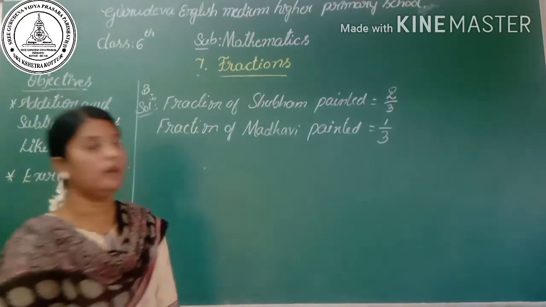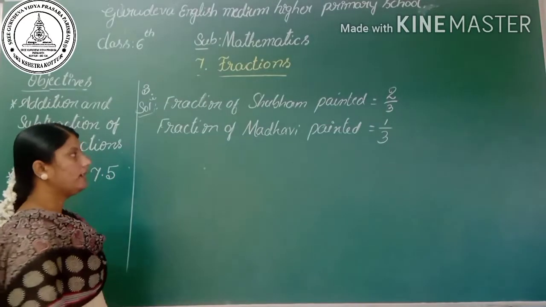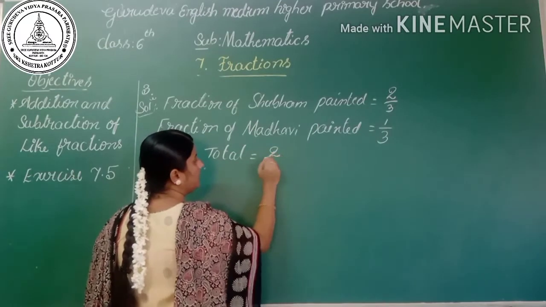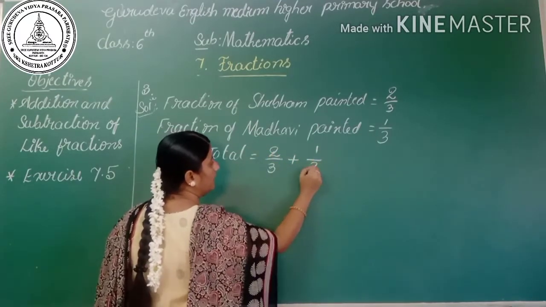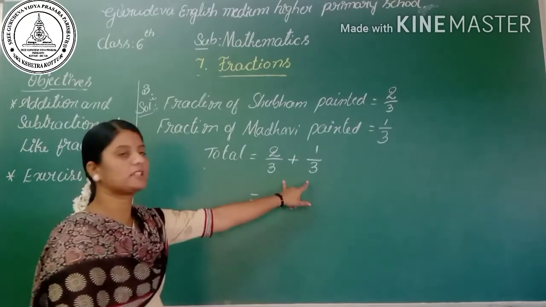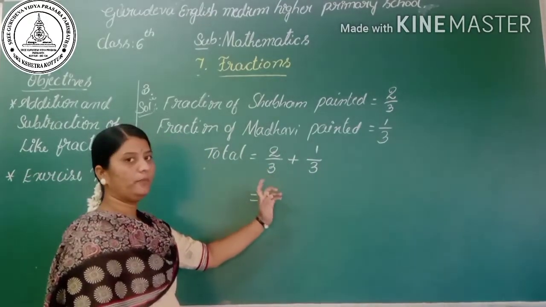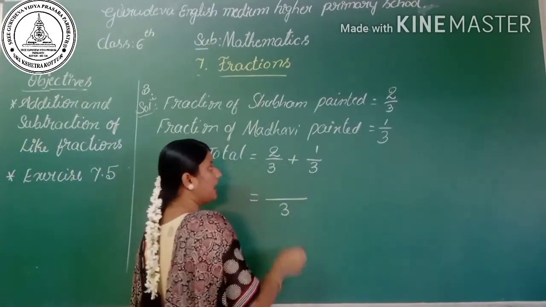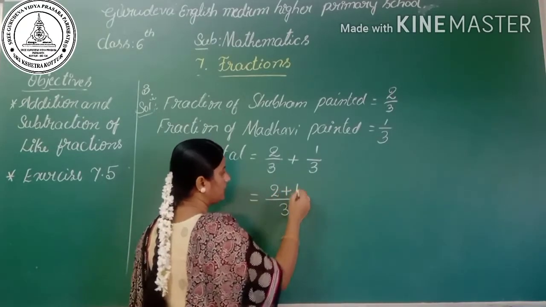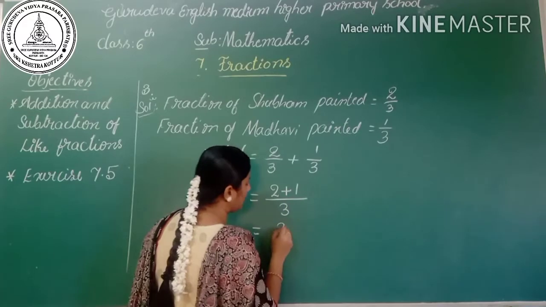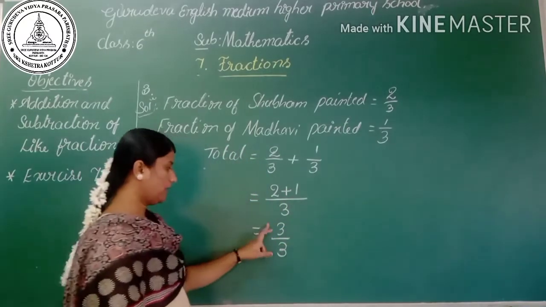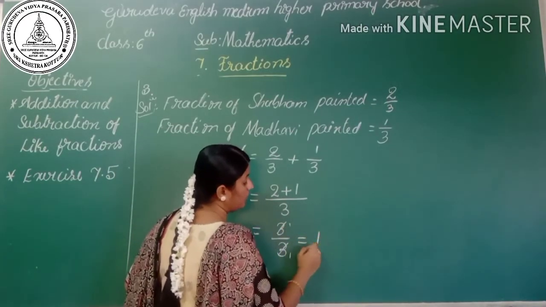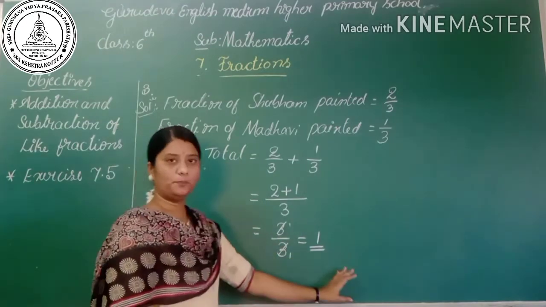Here together means we have to add both the fractions. So first I write here total is equals to 2 by 3 plus 1 by 3. As you can observe here, both these fractions are like fractions. So what we have to do? Write the denominator as it is, 3, and add the numerator 2 plus 1, which is 3, divided by 3. 3 by 3 is a whole part, which is equals to 1.